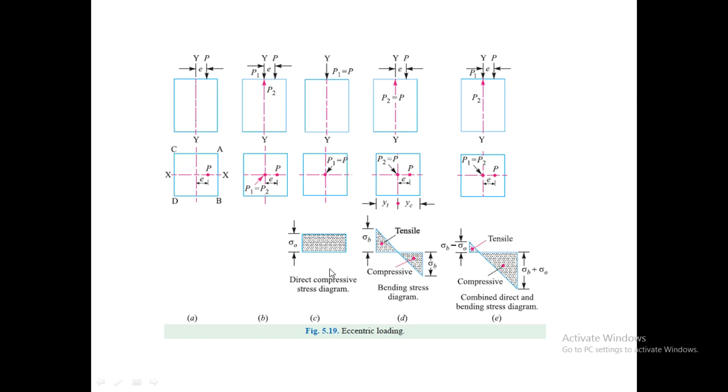This is the stress diagram for the direct compressive stress. Here we can see the bending stress, and here we can see the combined direct and bending stress diagram. It is clearly visible from the graph that on the compressive side the stress is more when compared to the tensile stress. This shows that the load does not act along the central axis, but it is an eccentric load acting towards the right of the central axis.